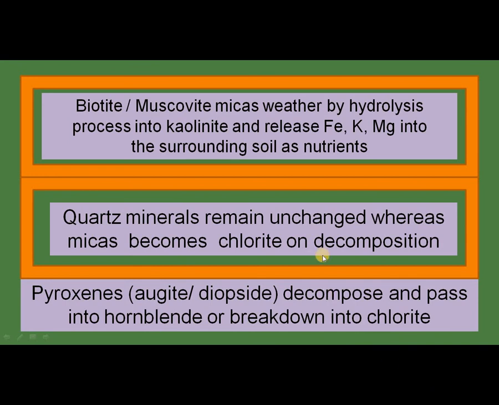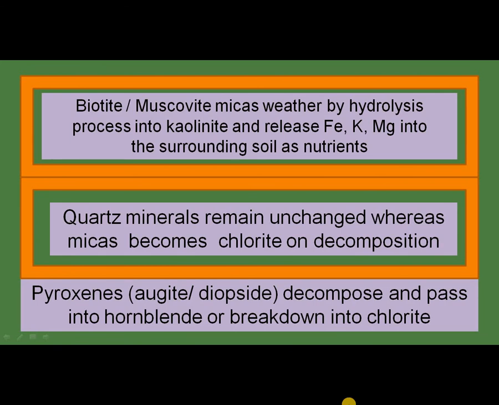Similarly, other accessory minerals such as biotite or muscovite, if they weather due to hydrolysis process, they convert into kaolinite and release iron, potassium, magnesium into the surrounding soil as nutrients. So for agriculture purpose, that is good. Quartz minerals which are present in granite remain unchanged, whereas mica becomes chlorite. That's what we discussed on decomposition.